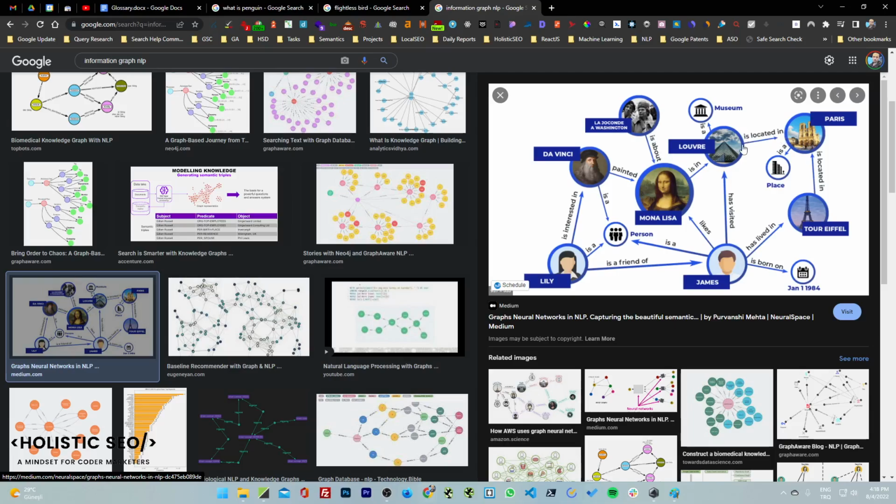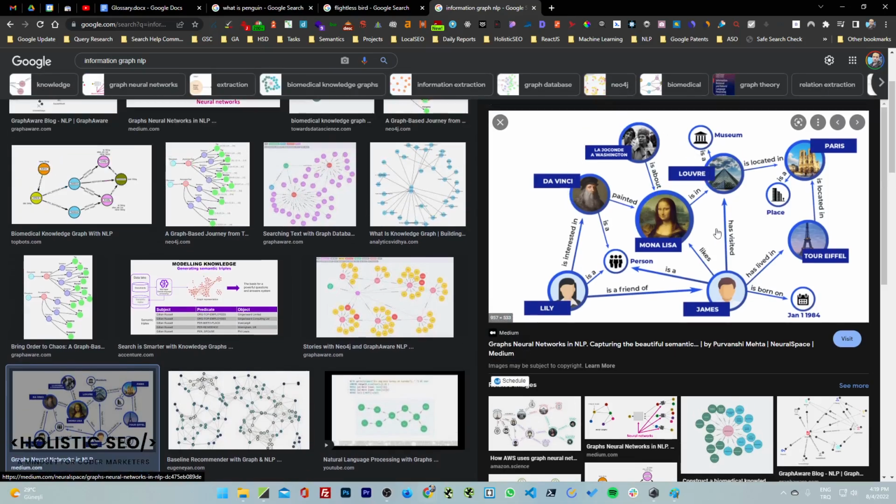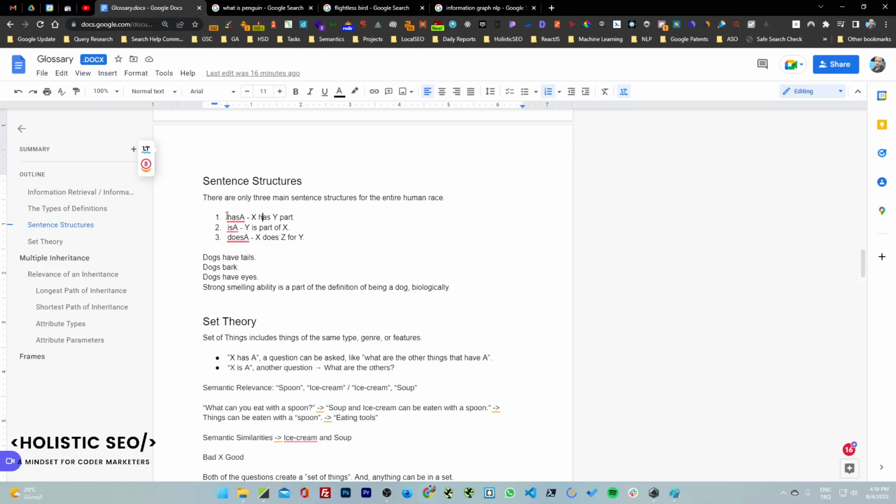If you look at here, it says "is located in." It is actually a relation, but beyond that, it's also something that does something as well. And again, "has," "lived," "is born." So all the relations like here, "is a," again "is," or "is in," or "is a," all these relation types can actually be classified under three main things. In other words, the search engine is able to create its own information graph based on just these three different and basic sentence structures.